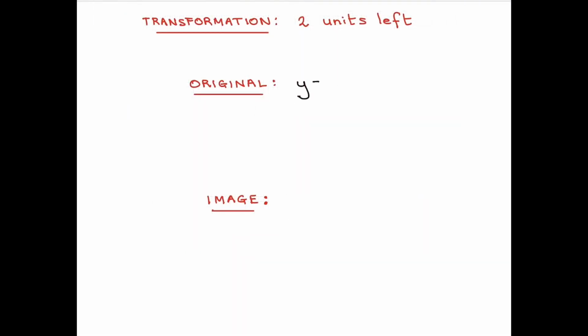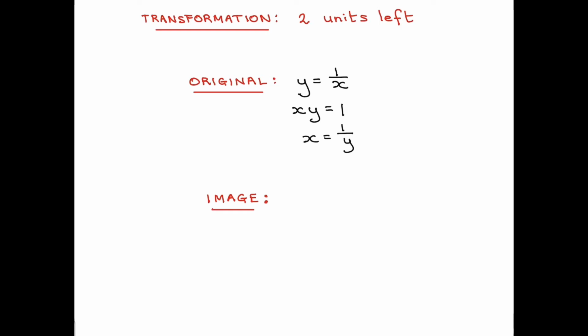First, we will rewrite the original function. Multiply both sides by x gives us xy equals 1, and then divide both sides by y gives us x equals 1 over y. Now this translation results in 2 being subtracted from each of the x values on the original curve, so the image x's will be the same as the original x's take away 2.